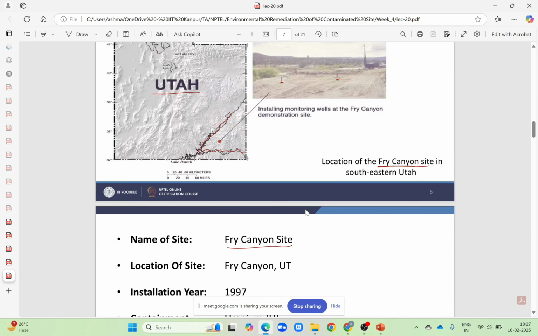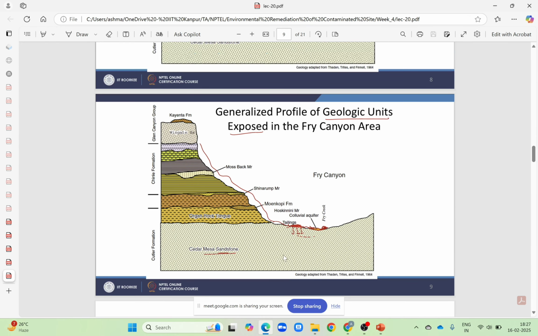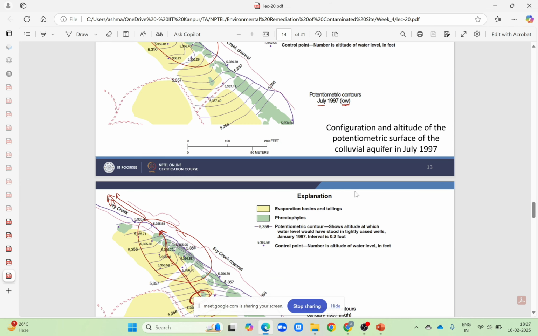Again, the case study is being explained, and I think this case study is still left. So please go through the lecture slides to learn about the case study. Basically, this lecture is based on the design of the PRB layer: what the different types of PRB are, what the practical factors which affect the PRB are, what the applications and advantages are, and so on. In the design of the PRB, we need to find the thickness of the PRB, and we can also find out how much mass of the compound is loaded in the PRB layer.